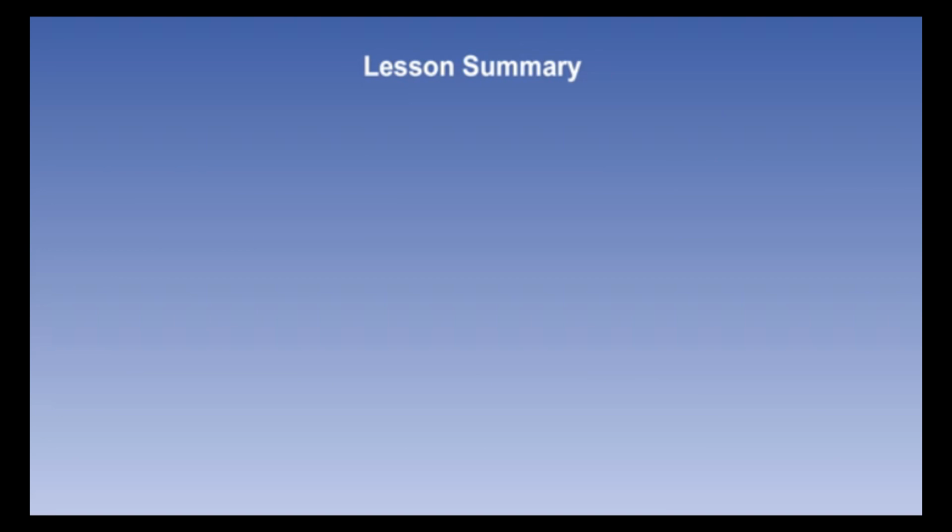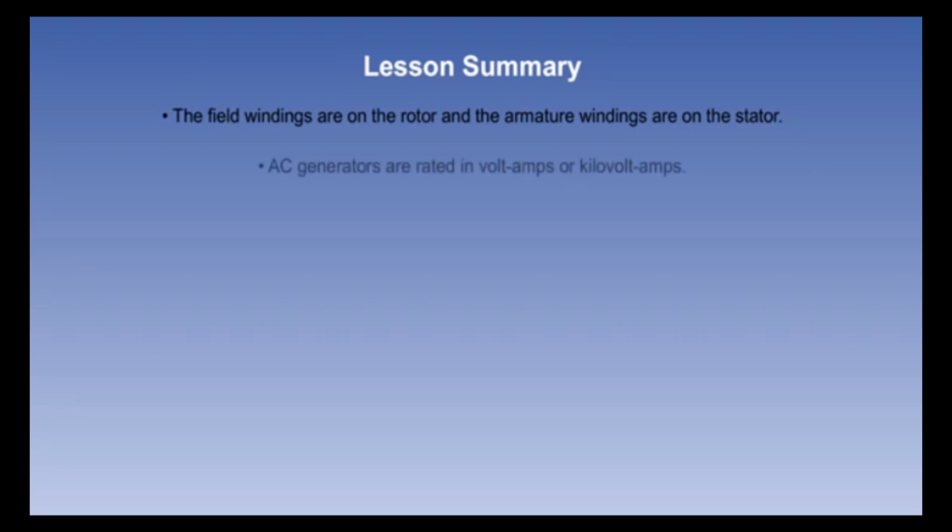That is the end of the lesson. Here are the main points that you should take from it. Most aircraft AC generators have their field windings on the rotor and their armature windings on the stator. AC generators are rated in voltamps or kilovoltamps.